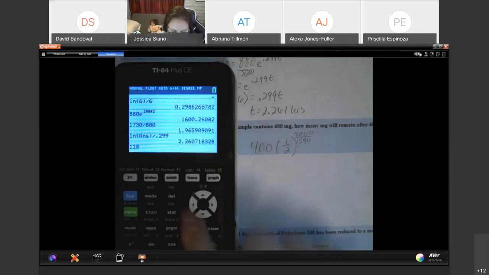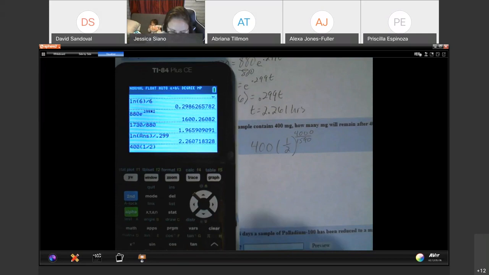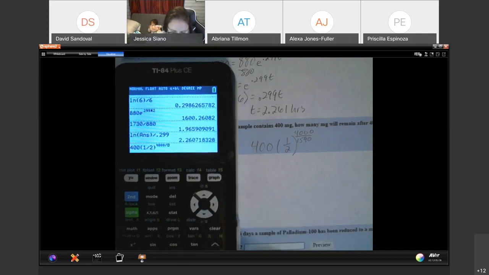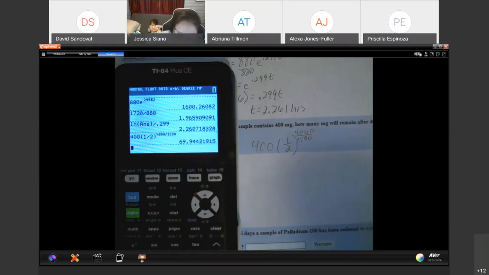400, 1/2 to the 4,000 divided by 1,590. 2 decimal points.